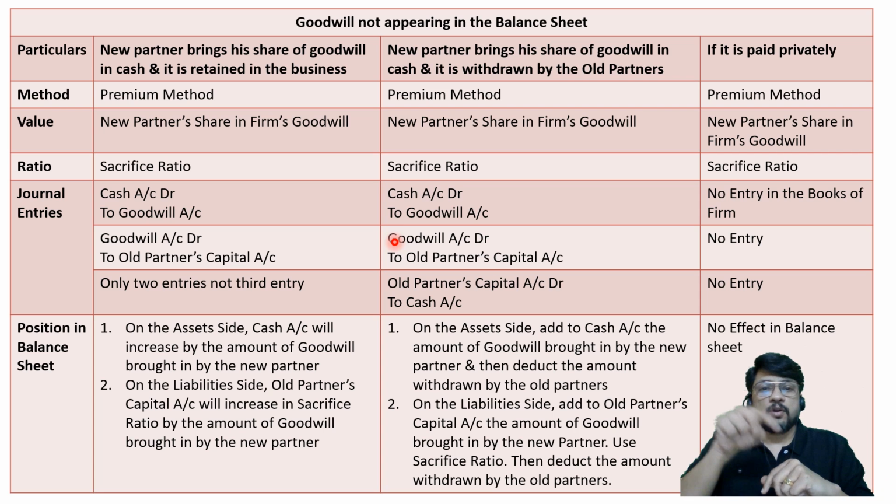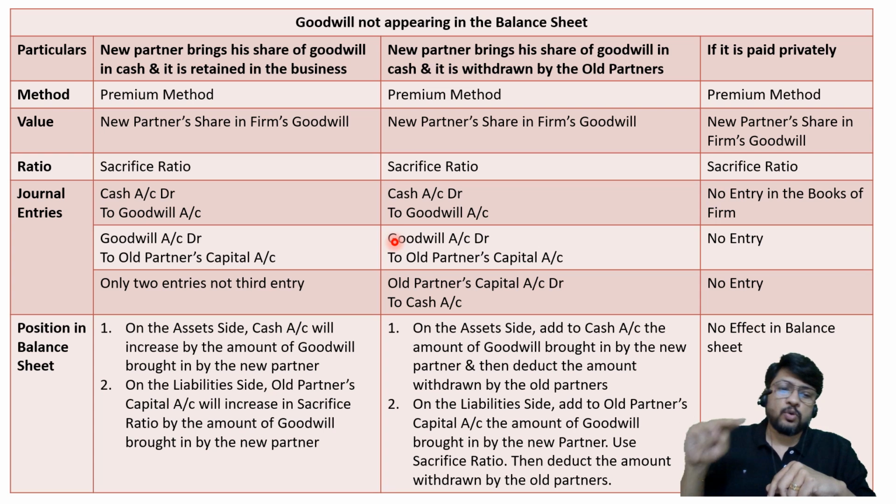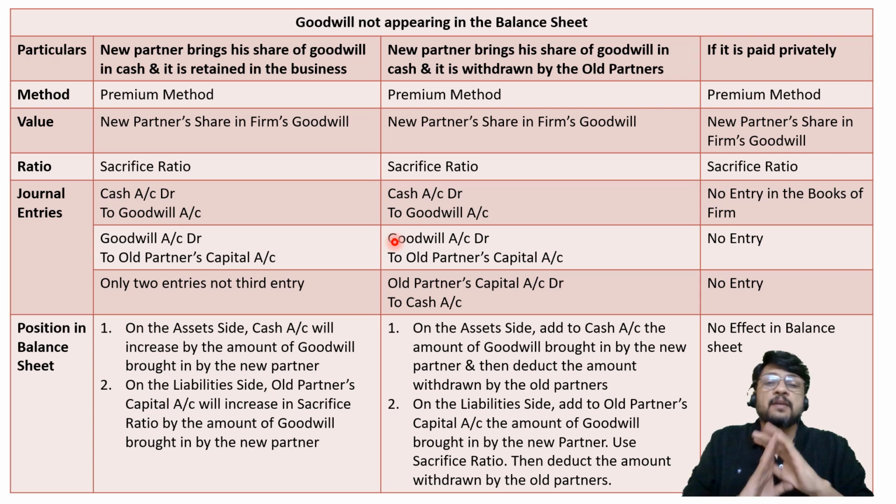Goodwill not appearing in the balance sheet, but the new partner is bringing his share of goodwill in cash. Then two entries: cash to goodwill, goodwill to old partners in sacrifice ratio. New partner is bringing his share of goodwill in cash and it is withdrawn by the old partners. Then three entries: cash to goodwill, goodwill to old partners in sacrifice ratio, and old partners to cash. And if it is paid privately, no entry.